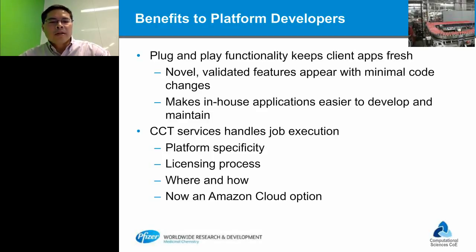Secondly, CCT services handle the execution itself on the server side. That means if there are specific requirements for what kind of platform the method runs on, for example, Linux versus Windows, or if there are licensing considerations, the tokens are handled behind the scenes. Based on the nature and size of the job, CCT decides, is there a machine that I can run this on immediately, or is it too big to run immediately on a single machine? We need to farm this out, batch it up, and run it on a grid through a particular queue. As you'll see, now we have an Amazon Cloud option as well.